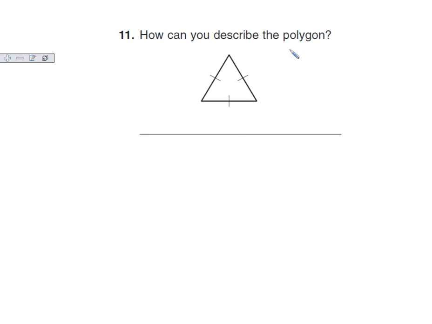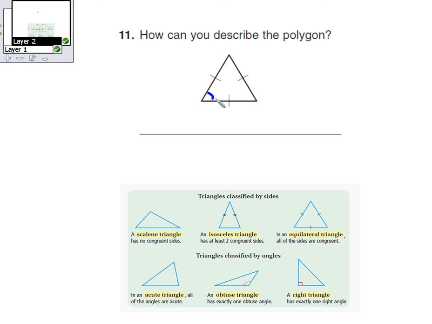How can you describe this polygon? Well, this is a triangle. We're going to name it by its sides, and we're going to name it by its angles. So all the sides are the same, so it's an equilateral triangle. And also, all the angles are acute. So it's equilateral because of its sides, and it's acute because of its angles. And you had this to study. So all 3 sides equal, equilateral, has all acute angles in it. It's an acute equilateral, or an equilateral acute triangle.